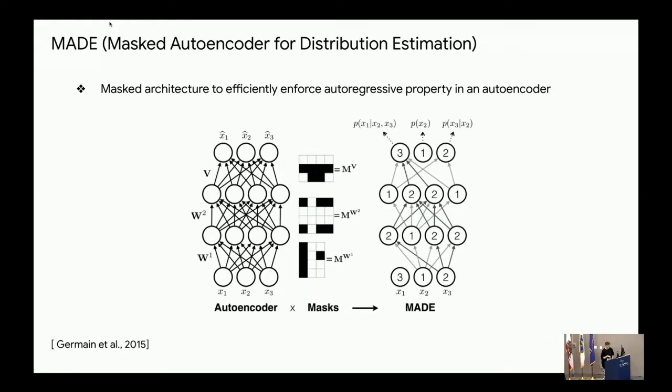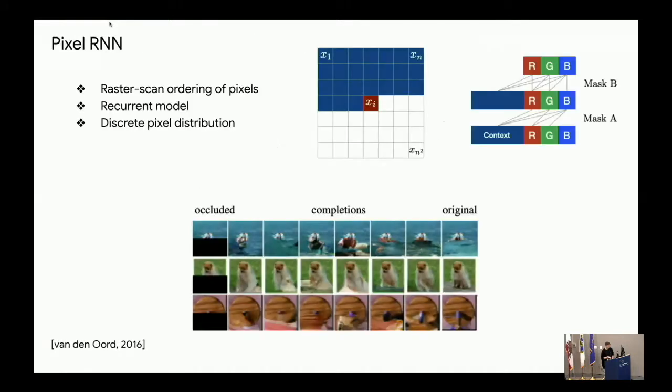This was a specifically designed architecture to enforce the autoregressive property, and they applied it basically in an autoencoding framework, and it made it a lot more efficient to compute because of these masks. Okay, so now we're getting into a little bit more modern and powerful autoregressive models.